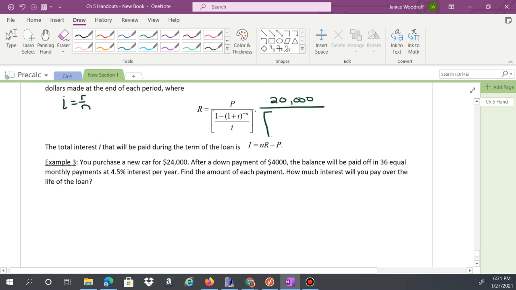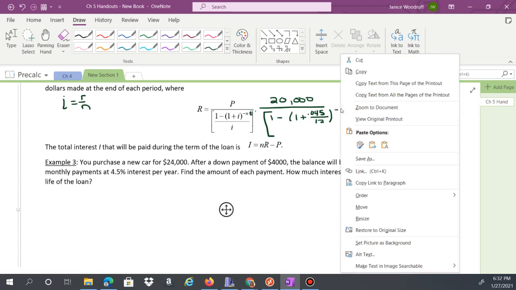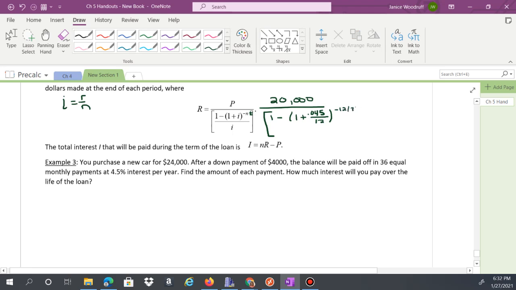And then under here, we have 1 minus 1 plus i, which is r over n. So my rate is 4.5, so it's going to be 0.045. What is my n? It's a little tricky because it says per year here, but the payments are monthly. So n is 12, but then up here we have that 36. This should be nt, and that should be a negative. 12 times 3. It didn't actually tell you 3 years, we just have 36 payments for 3 years. So that should be an nt right there, and then divided by r over n, so 0.045 over 12.